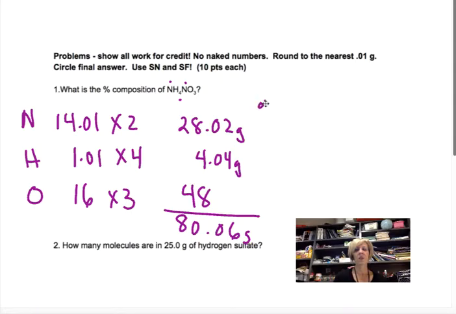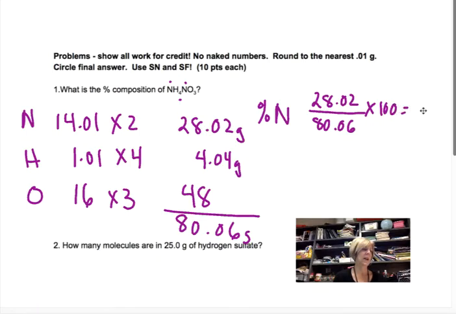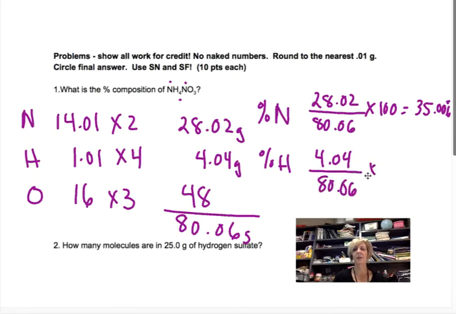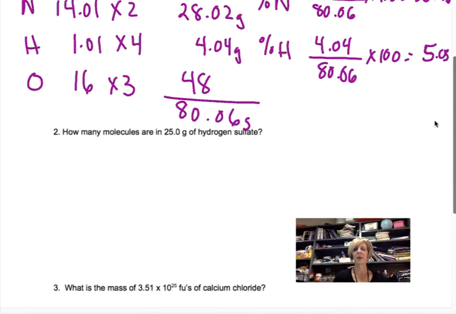So now I'm going to just say, well, what is my percent of nitrogen? So I take the 28.02 grams of nitrogen divided by the 80.06 grams times 100, and that gives me 35.00%. The percent of hydrogen, I take the mass of the hydrogen, which is 4.04 grams, divided by 80.06 times 100, and that's going to give me 5.05%.